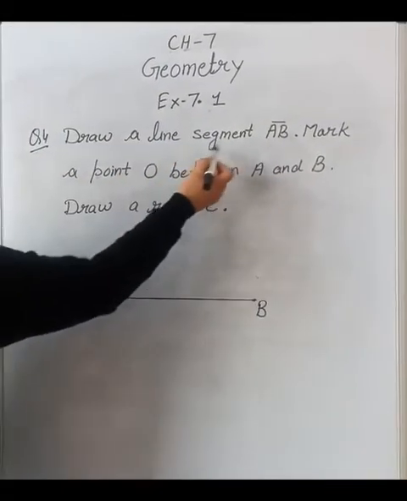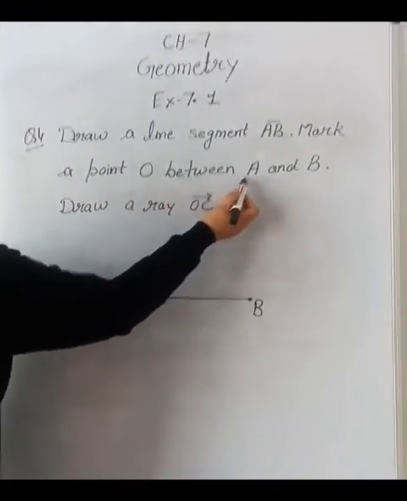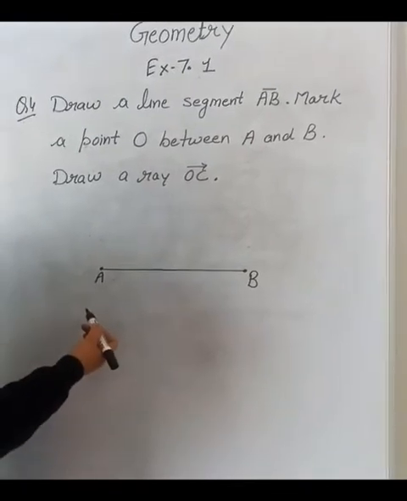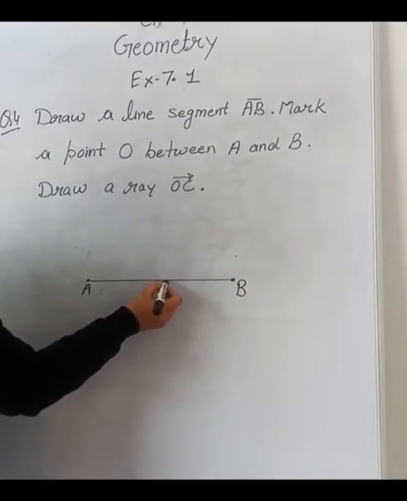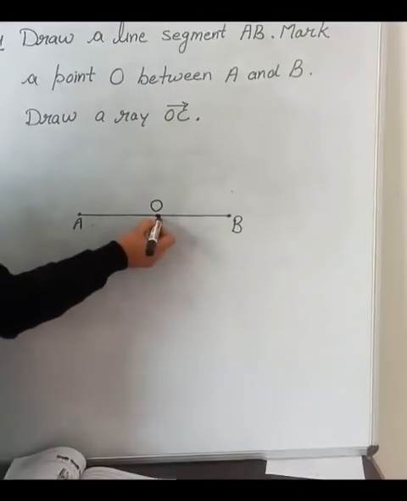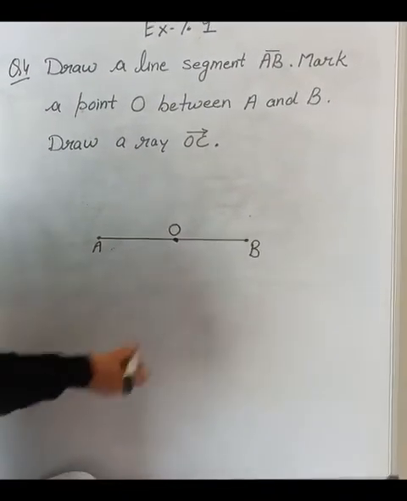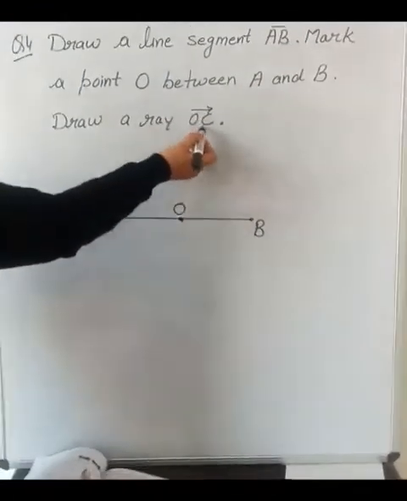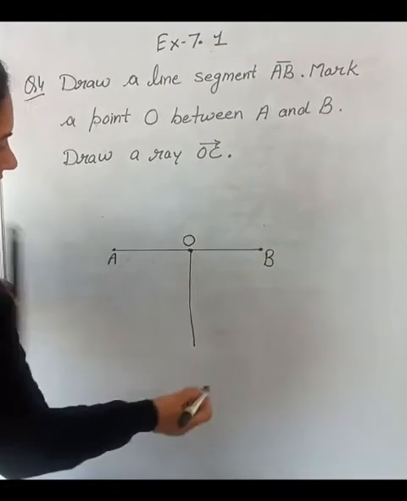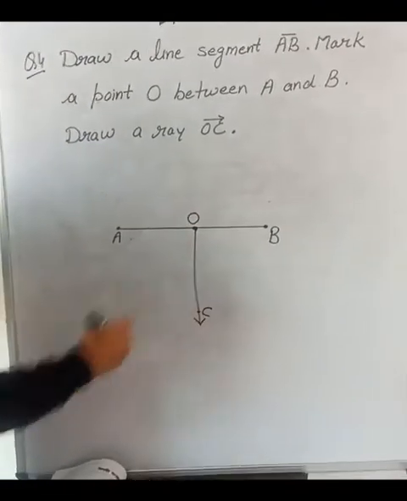Draw a line segment AB. Mark a point O between A and B. So I have drawn line segment AB and marked the point O between A and B. Then draw a ray OC. So we will start from O. We will draw ray OC. So this is the ray OC.